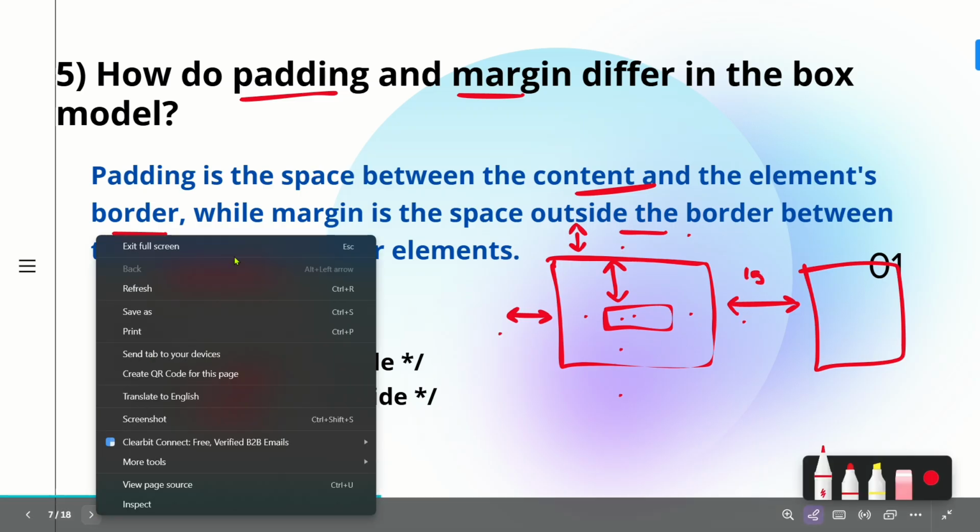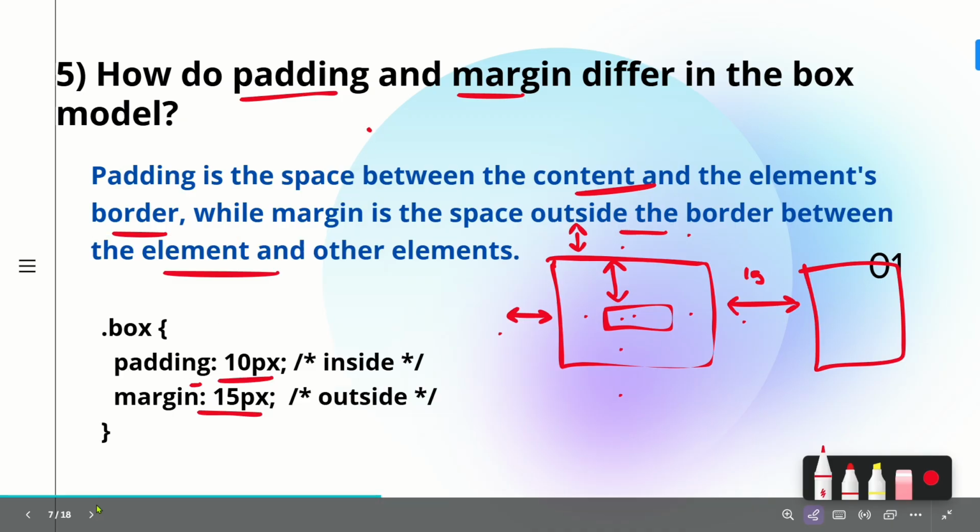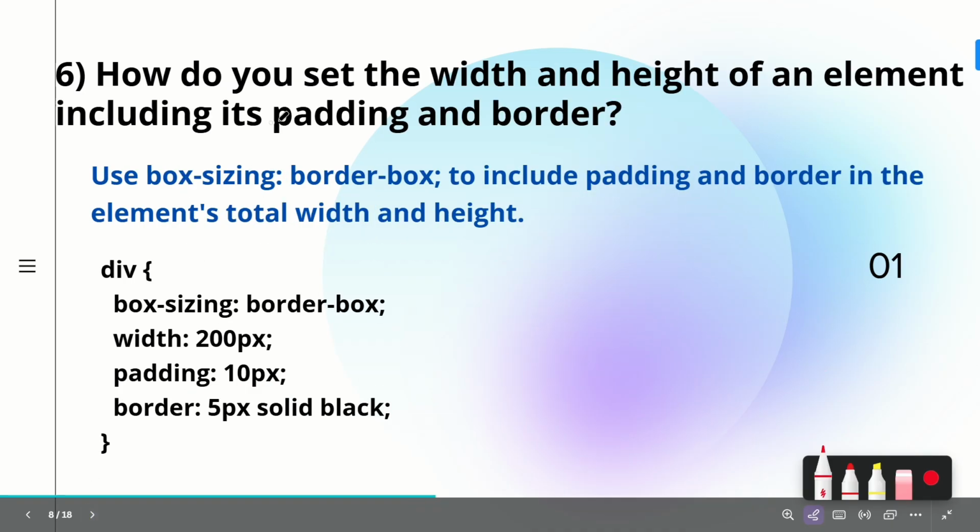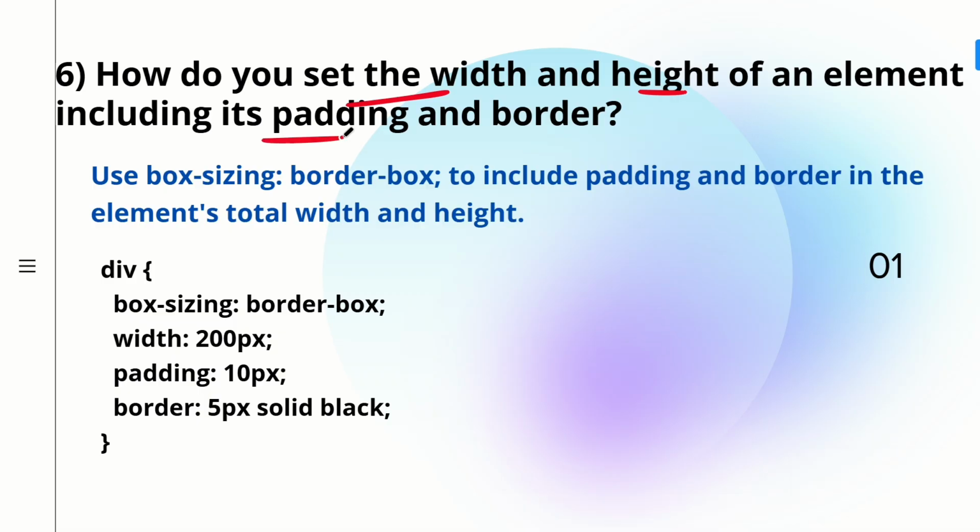Let's go to our sixth question. How do you set the width and the height of an element including its padding and border? So what happens normally is the width and height of any element exclude them by default. But what can we do if we want to include them? So we have to make use of the box-sizing border-box property of CSS to include the padding and the border in the element's total width and height.